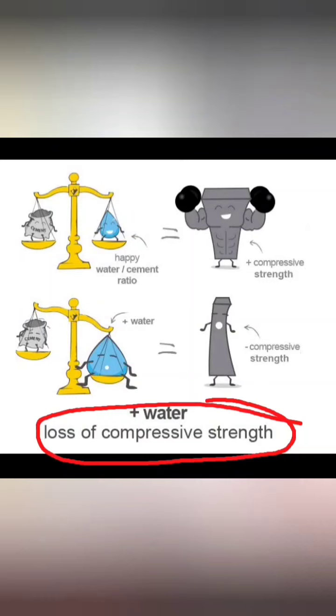Okay, so generally when we are talking about workability, we need more water content, but when we are talking about strength, we need lesser water content. So in general cases, when we are doing concreting, we follow a water cement ratio varying from 0.4 to 0.6. If the water cement ratio is 0.4, we attain more compressive strength. If it is 0.6, then it will attain a lesser compressive strength.